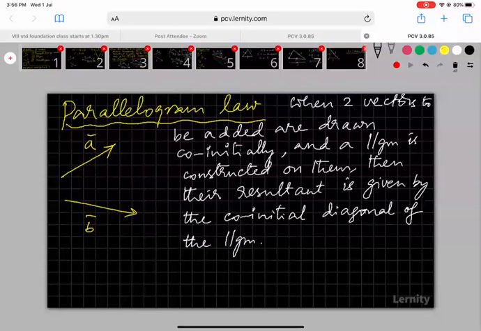Say I'll add these two vectors, a bar and b bar. How do I do it? First of all, you have to draw them co-initially. So take a bar, draw it like this, and draw b bar as if it is co-initial with a bar.